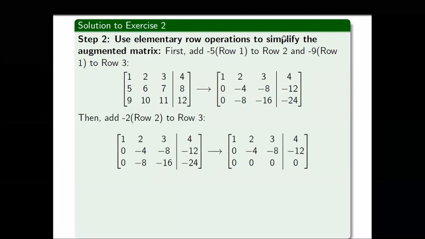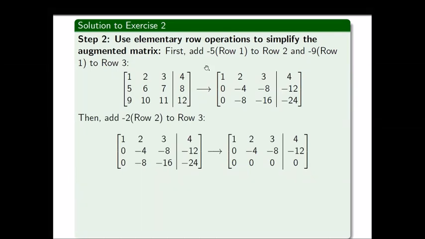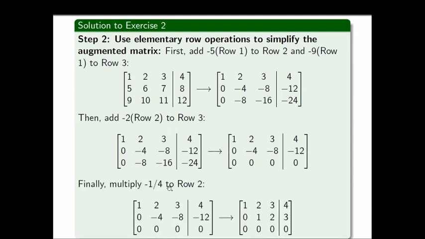Then we add -2 times row 2 to row 3. The idea behind it is very simple: we want to make one of the equations simpler. In this case, when we multiply row 2 by -2 and add it to row 3, it ends up being cancelled. Then we multiply row 2 by -1/4, because all four of the terms in row 2 are multiples of -4. So when we do so, we get 0, 1, 2, and 3.